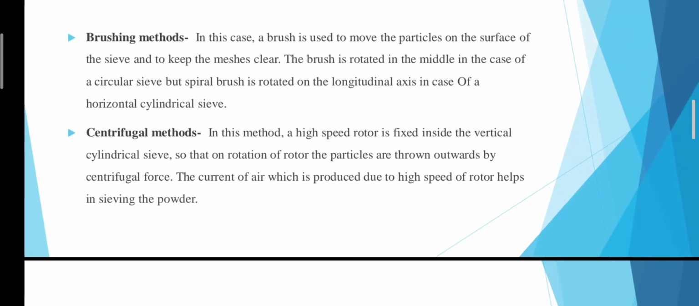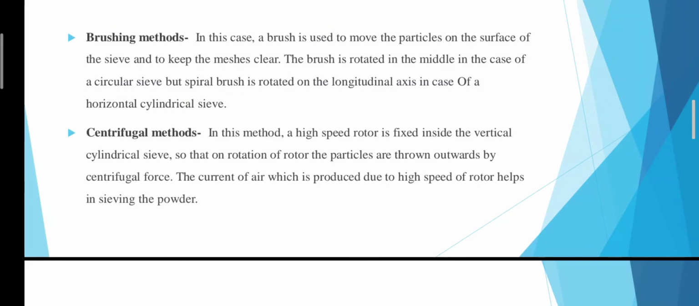Brushing methods. In this case, a brush is used to move the particles on the surface of the sieve and to keep the meshes clear. The brush is rotated in the middle in the case of a circular sieve, but a spiral brush is rotated on the longitudinal axis in the case of a horizontal cylindrical sieve. In brushing methods, the brush is the main character. According to it, our particles are separated out.